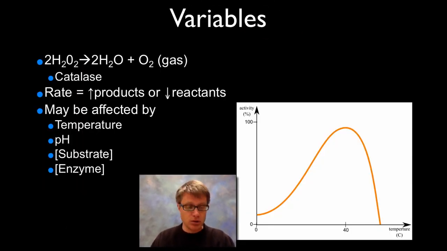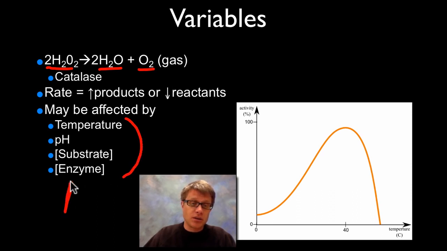And so basically what we're doing, again, to review, is that we're breaking down hydrogen peroxide into water and oxygen. This is the chemical formula that you need to know. We're measuring that rate, and we could measure that rate by looking at the number of products. That's what we're doing in this case. We're measuring the amount of oxygen that's produced, or we could measure a decrease in the amount of hydrogen peroxide. But in this lab, we only measured one thing. We measured an increase in the amount of enzyme.